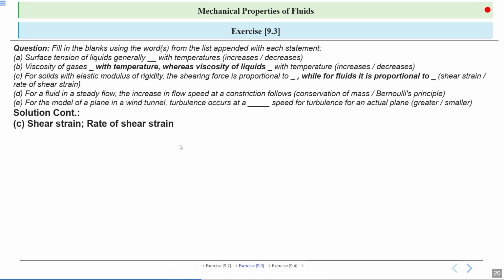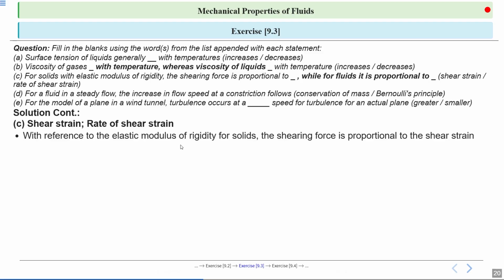Now, C. Let's focus on part C. For solids, the shearing force is proportional to the shearing strain, while for fluids, it's proportional to the rate of shearing strain. Shear strain is how much a material is deformed by a force, and the rate of shear strain is how quickly that deformation happens over time. This difference is key to understanding why solids and fluids behave differently under stress.